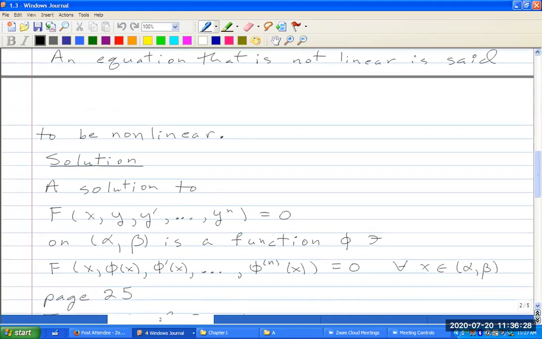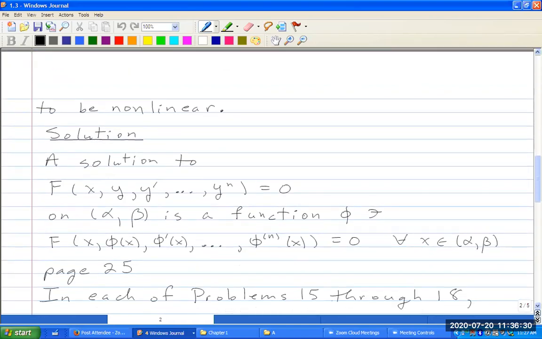A solution to, say, some nth order differential equation, f(x, y, y', y'', y''', ..., y^(n)) = 0, on some open interval alpha, beta. Why did I pick alpha and beta? I don't know why.